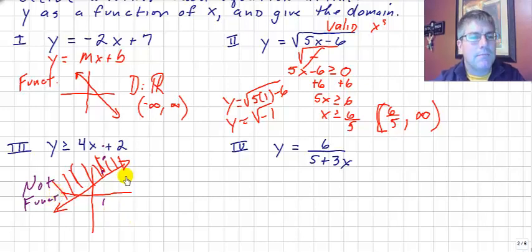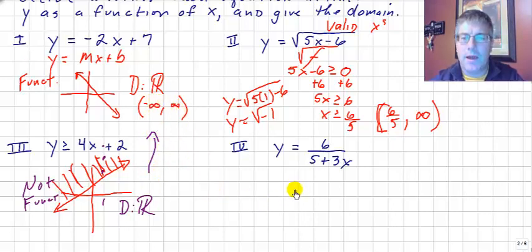But my domain, this is a linear equation, or linear inequality. And can I put any number in I want for x? I sure can. I can put 0 in, I can put negative numbers in, I can put positive numbers in. So my domain here is all real numbers. Or we could say from negative infinity to positive infinity.